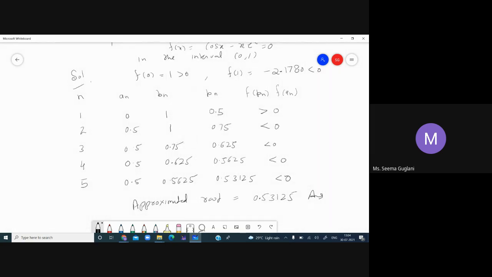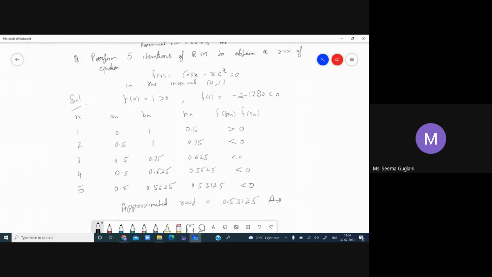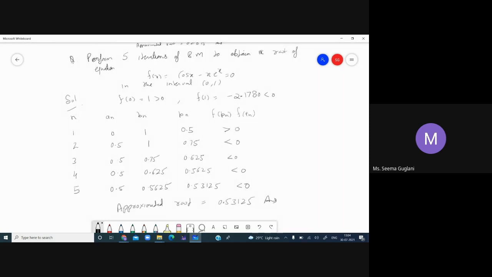So this is the way the bisection method works. Clear? Yes, ma'am. Any doubt with anyone?